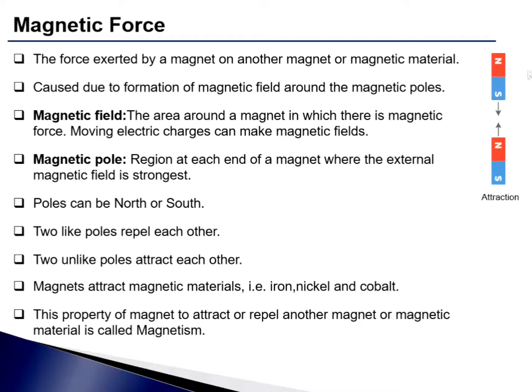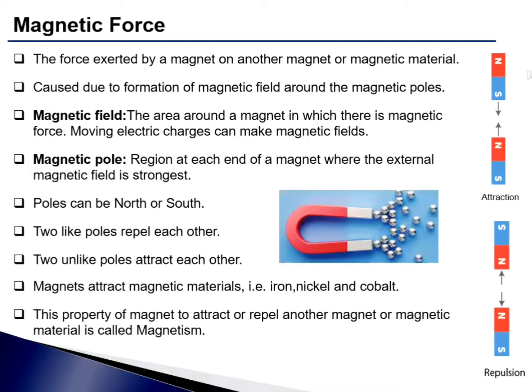Similar to electrostatic force, two like magnetic poles repel while two unlike magnetic poles attract. Materials which get attracted by the magnet, like nickel, iron, cobalt, etc., are called magnetic materials. Magnetism is a term used to indicate a property of magnetic materials or magnets to attract or repel each other.